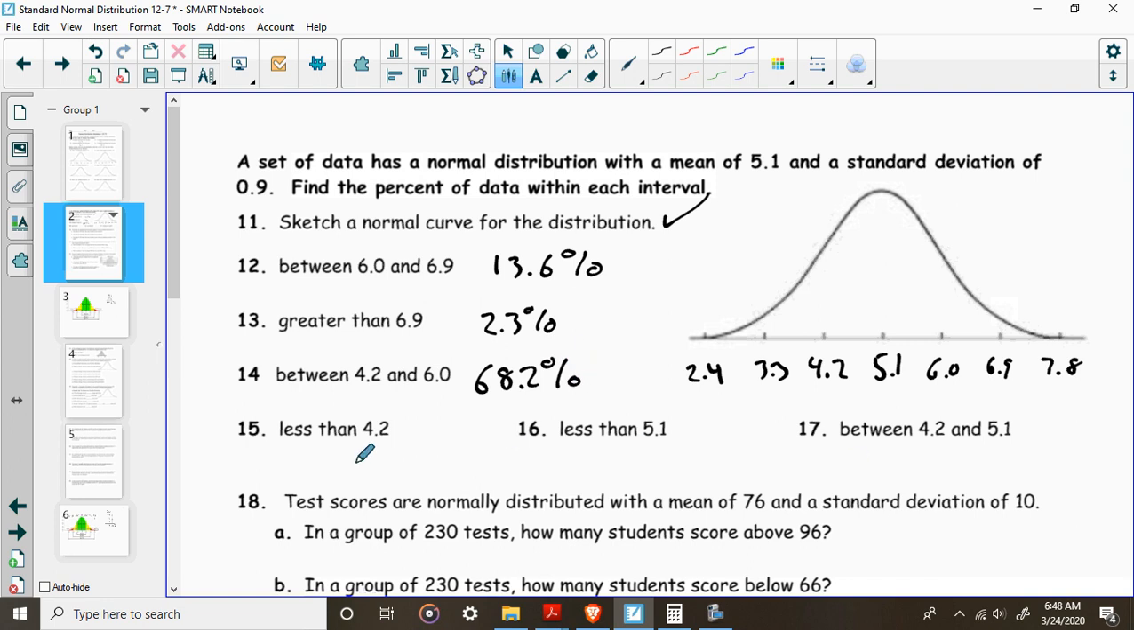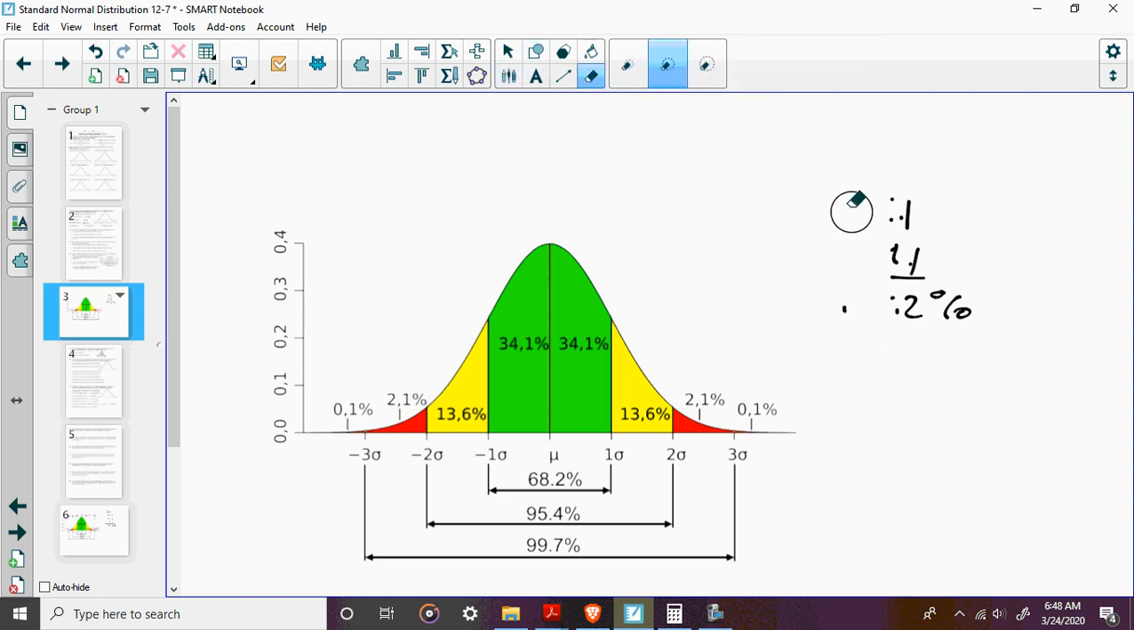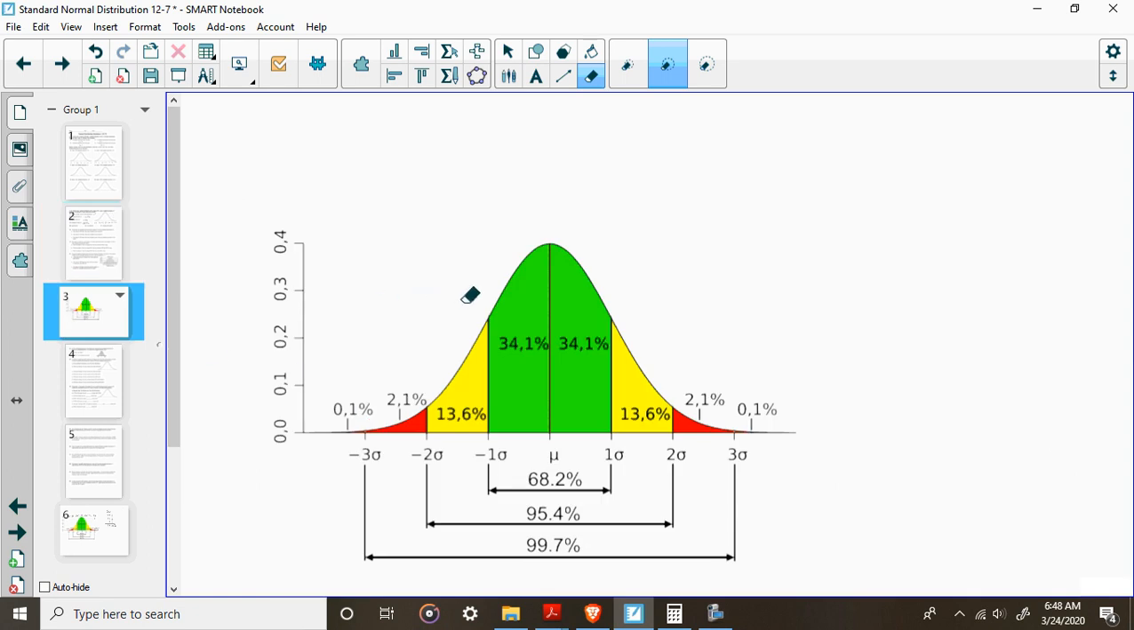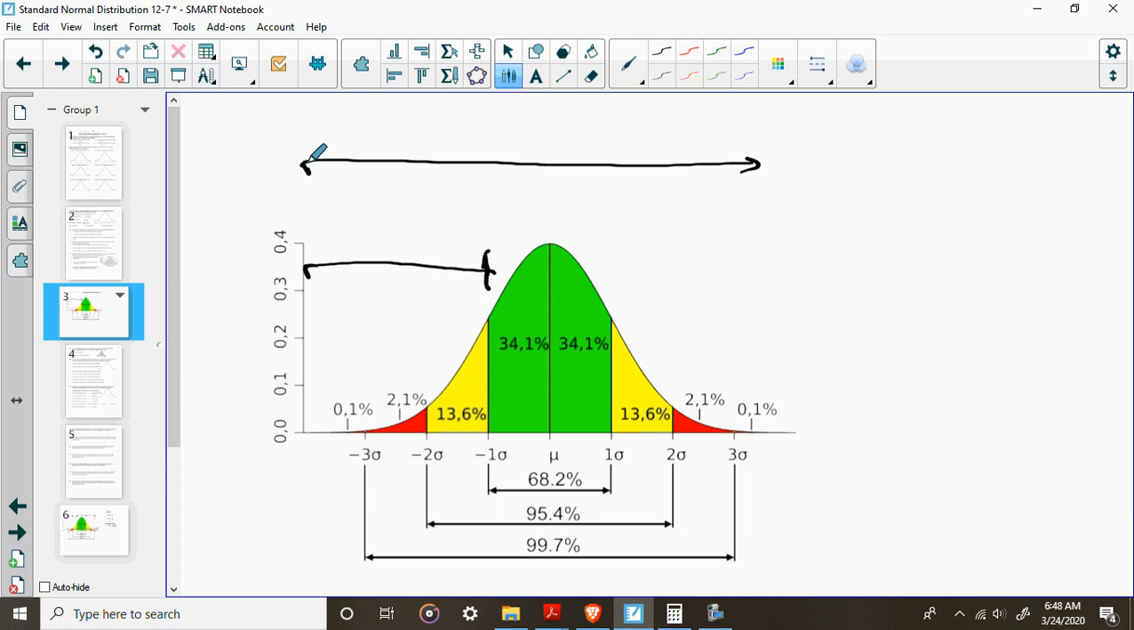Okay. Less than 4.2. To find less than 4.2, we have to do a similar thing that we did before. They want to know less than 4.2. Well, 4.2 is less than one standard deviation this way. So they want to know from here over, right? Well, what are we going to do? If this whole thing is 100%, we need to find out what this is right here. We have 50% going this way plus that 34.1%. We're going to get this number and subtract it from 100, so all we'll have is this part left.